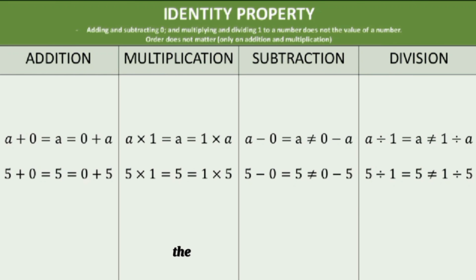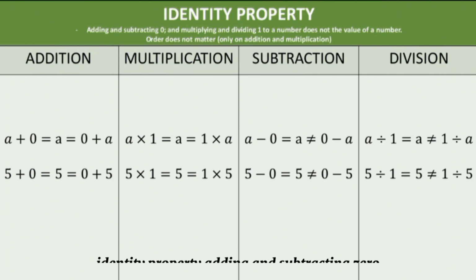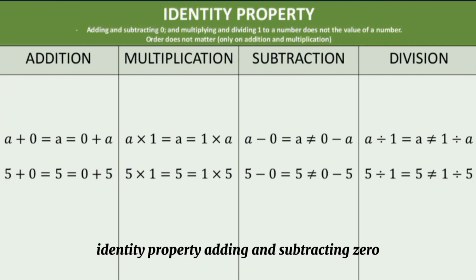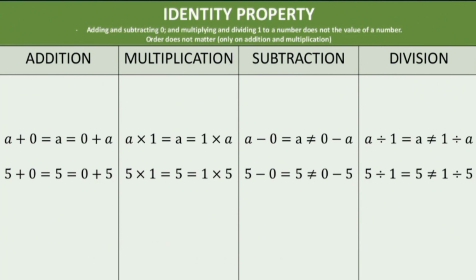Next, the identity property. The identity property states that a number known as the identity can be added to, subtracted from, multiplied by, or divided into a number without changing the number. So, for the identity property, adding and subtracting 0, and multiplying and dividing by 1, does not change the value of a number. Order does not matter.